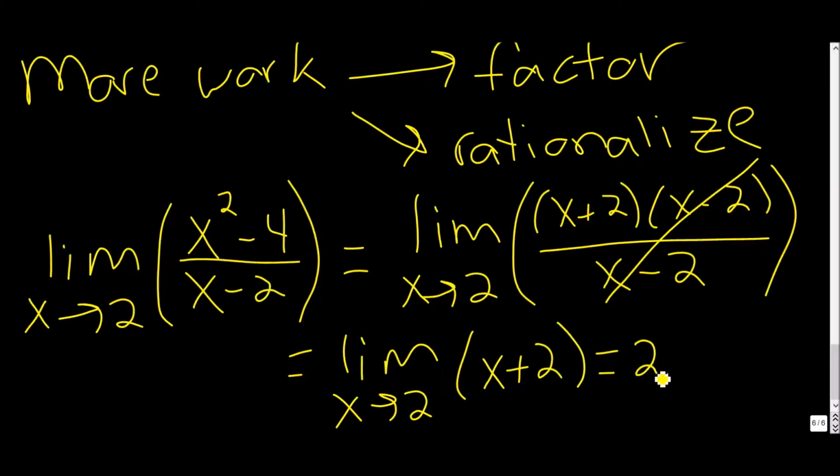So what happened there is that I got 0 over 0. They had a common factor. I wanted to find out what that was, so I decided to factor. I found out that the common factor was x minus 2. And then once I eliminated that, I could plug it in.